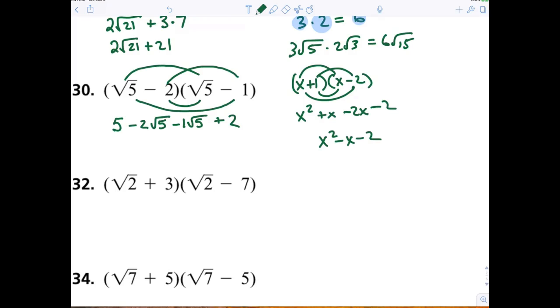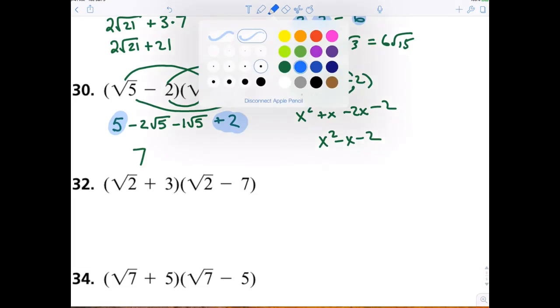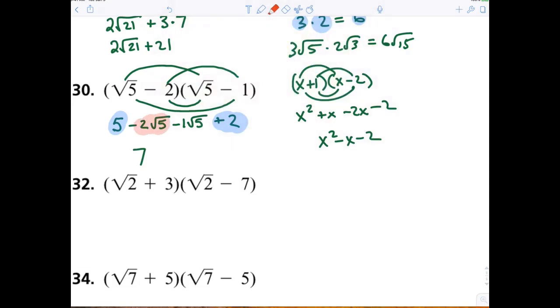Now we have to do what? Combine terms. So I'm going to highlight. What's that say? 5. What does this say? 5 plus 2 is what? 7. Now I have negative 2 radical 5 minus 1 radical 5. Those of you guys who paid attention yesterday, that's no problem for you. That's just what? Negative 3 radical 5. Thank you very much.